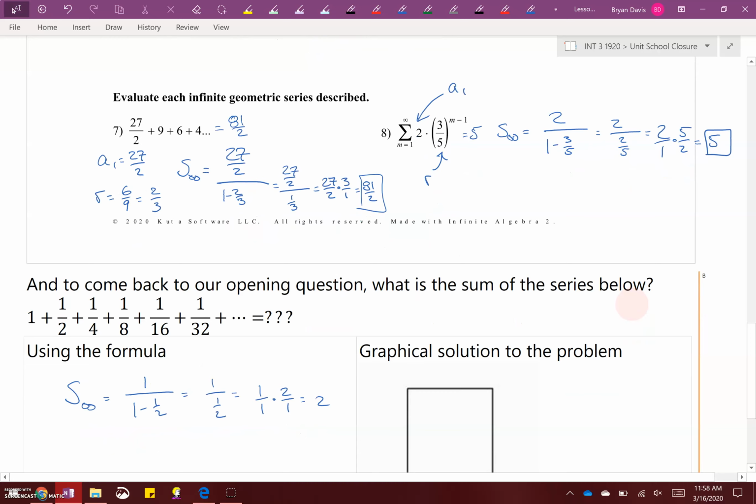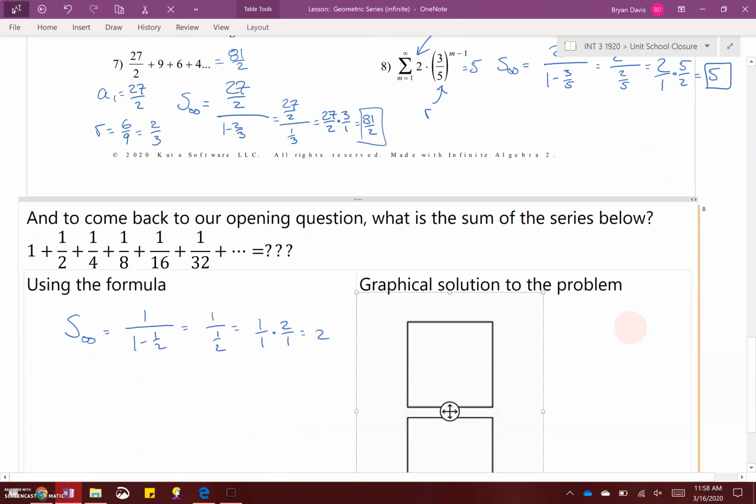But now I want to come back to our opening question. What is the sum of this infinite series below? And this is what we're starting off with. I could use the formula. And notice my first term is 1, and my common ratio is 1/2. So 1 over 1 minus 1/2 is 1 over 1/2. Rather than dividing by a fraction, I'm going to multiply by its reciprocal, and I get a sum of 2.